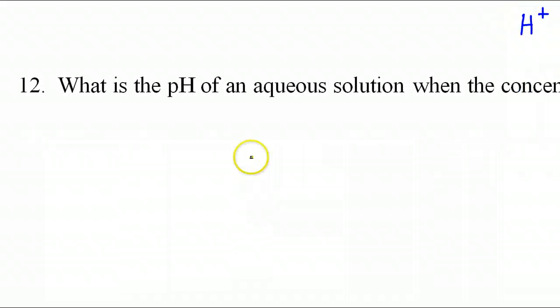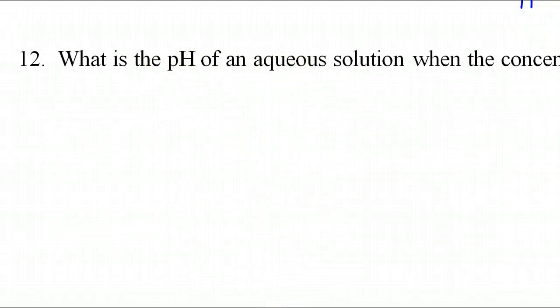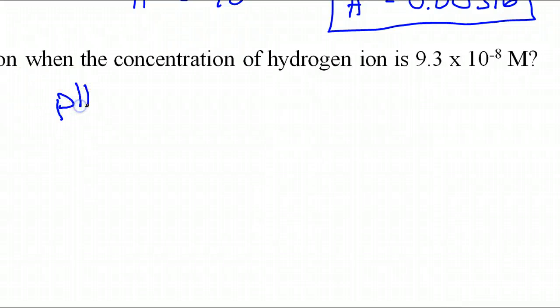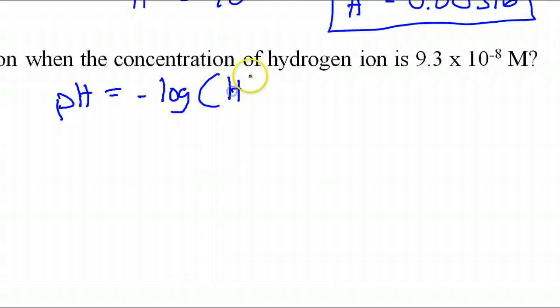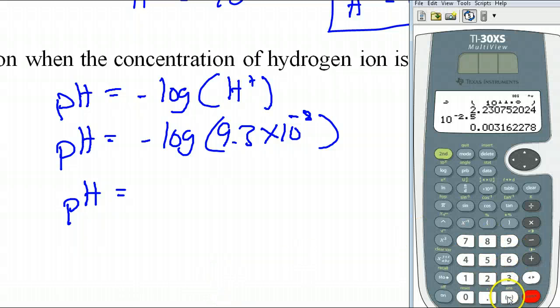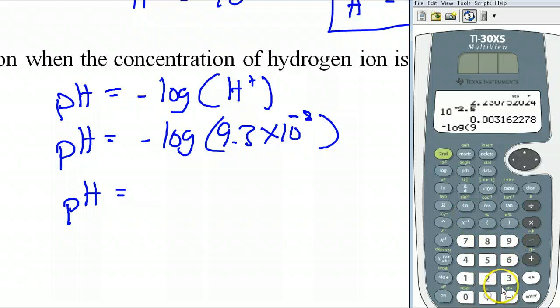Okay, number 12. Looks like this is the last one. What is the pH of an aqueous solution when the concentration is given? Well, using the same formula, pH is the opposite of the log of the concentration. So the pH will be the opposite of the log of 9.3 times 10 to the negative 8. So guess what? Just put that in your calculator. By the way, this is small p, big H, lowercase, uppercase. Okay, this pH of 7.03.